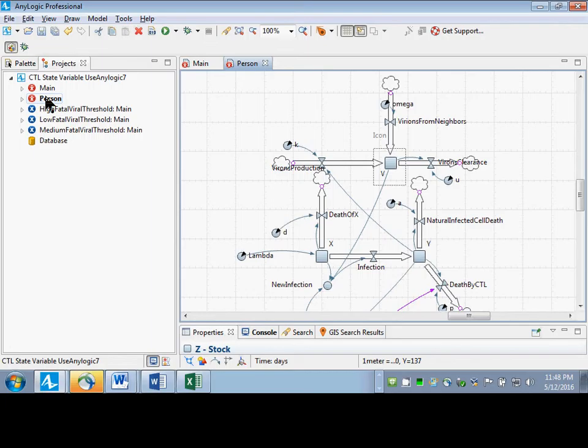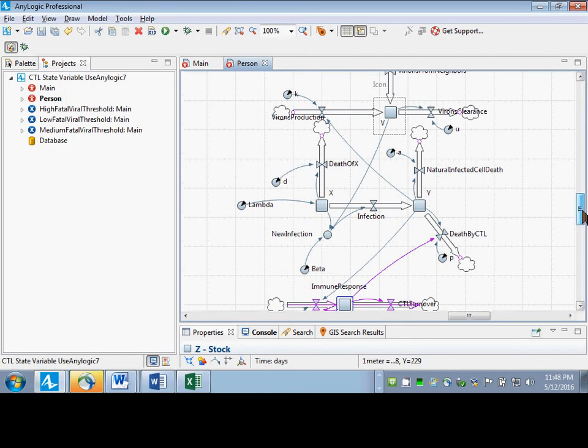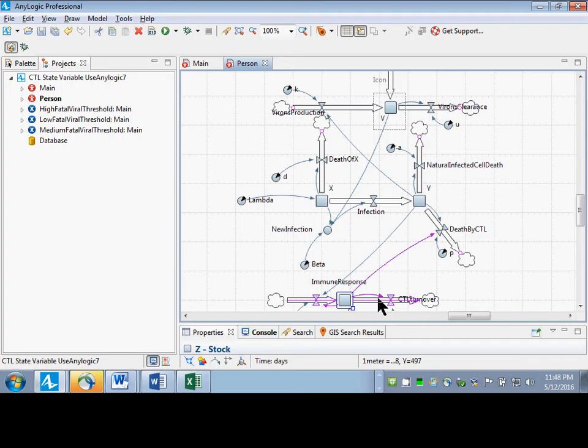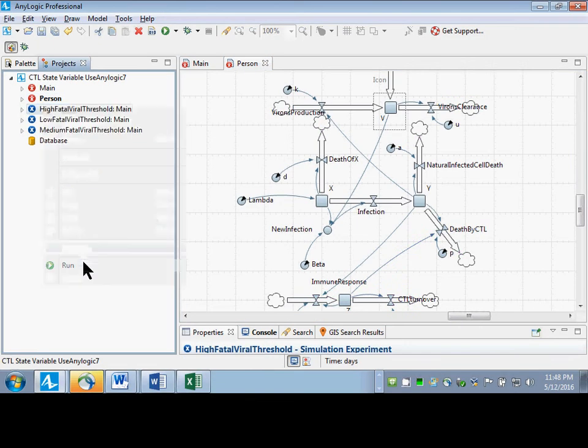So in short, this is a schematic description of how we overcome infections. Viruses come in, cells get infected, our immune system starts to respond. We feel miserable in the meantime, but our immune system gets underway. Cell-mediated immunity kicks in. It starts to kill off the infected cells, brings the virus under control. So let's go run this, ladies and gentlemen. And I'd like to run this with this thing called high fatal viral threshold.